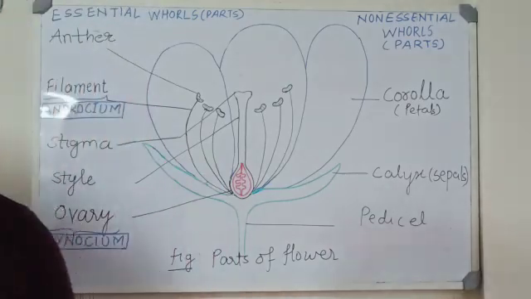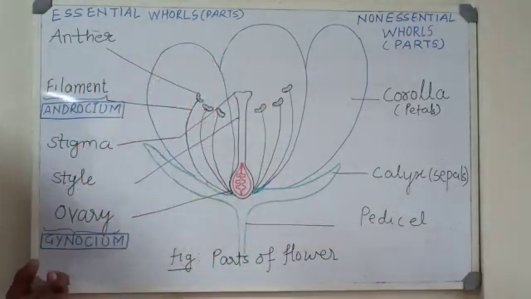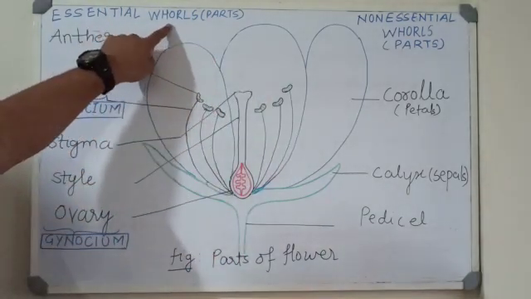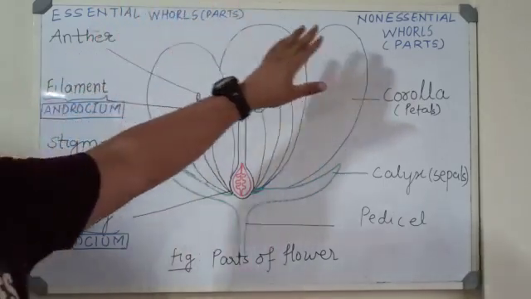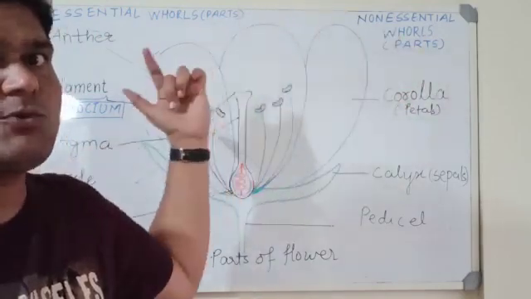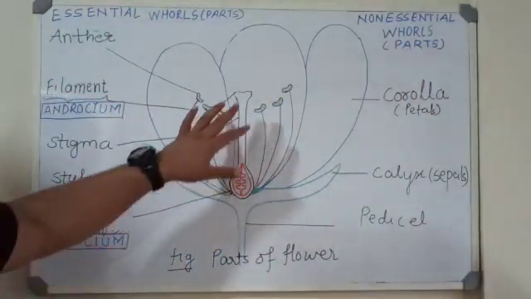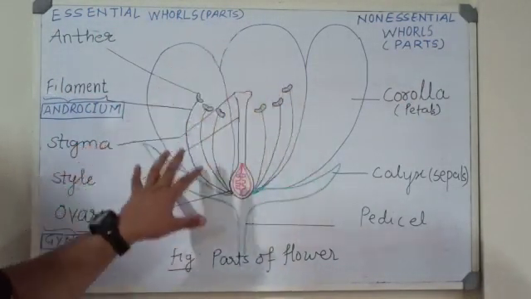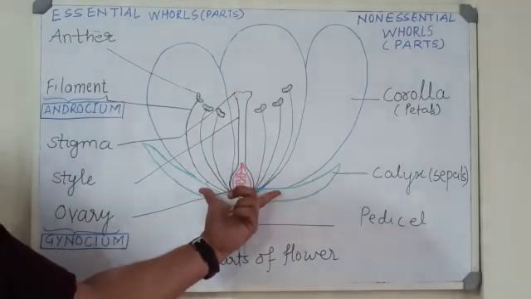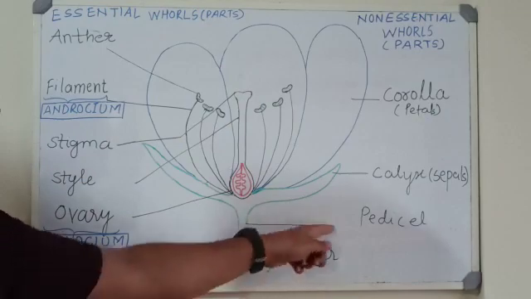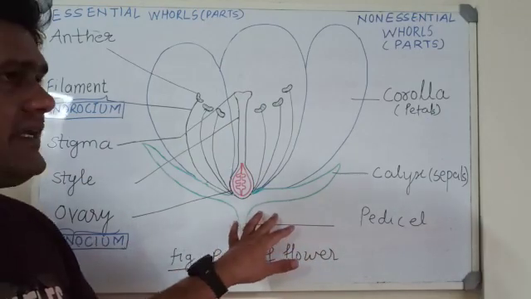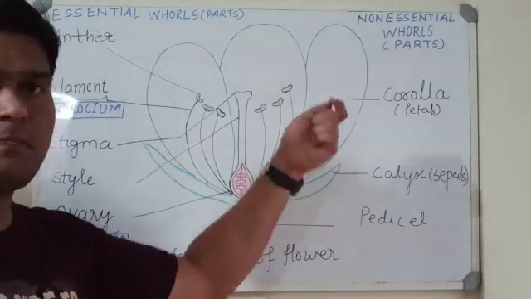So let us discuss. If I talk about the parts of the flower, there is a technical name for this. This is known as whorls. So there are essential parts and non-essential parts. We will first look at what the different parts are. If you look at the structure of the flower, at the bottom there is the pedicel. Pedicel is nothing but it connects the flower to the bark.